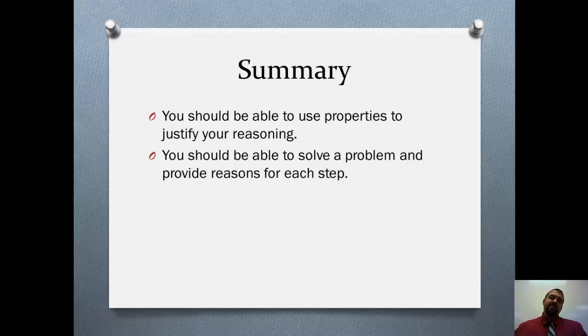Alright, at this point you should be able to use properties to justify your reasoning. You should also be able to solve a problem and provide reasons for each step. You should also know the difference between reflexive, symmetric, and transitive properties, and be able to identify them when they are used. Till next time.